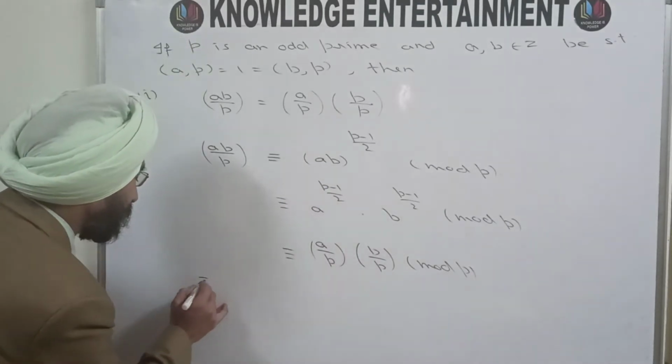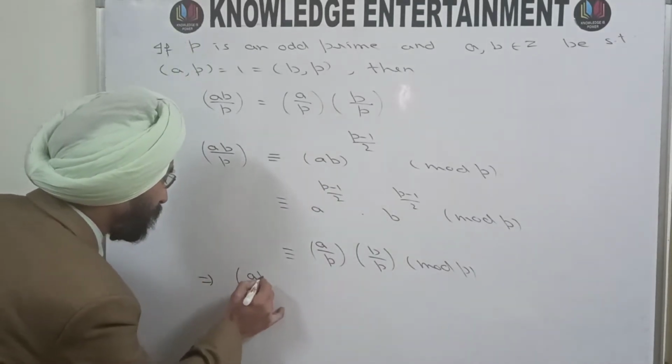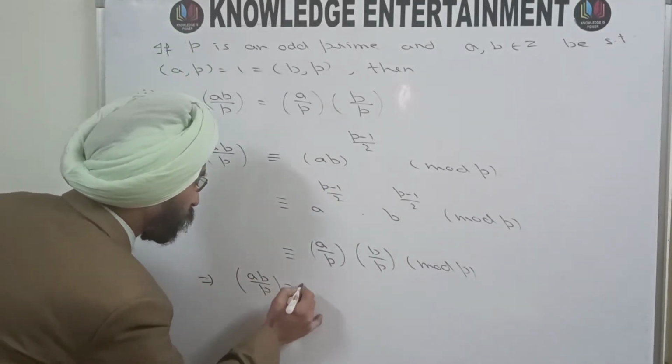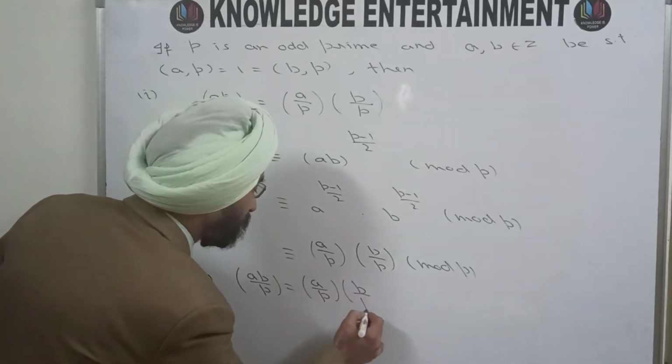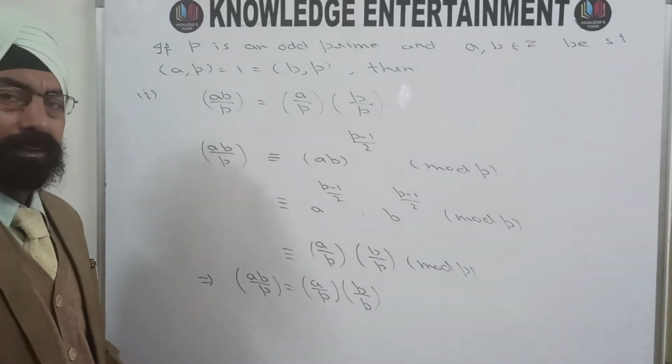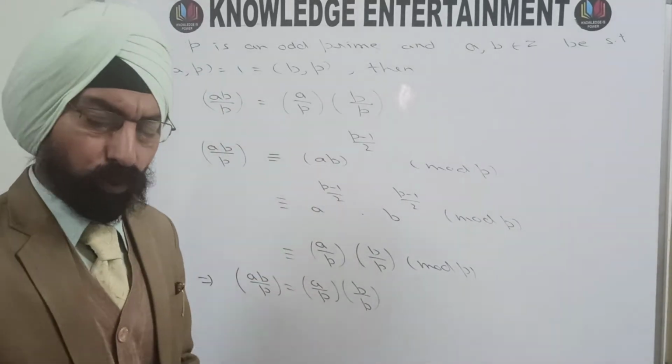So this means the Legendre symbol AB upon P is equal to the Legendre symbol A by P times the Legendre symbol B upon P. So this is the first result we proved.